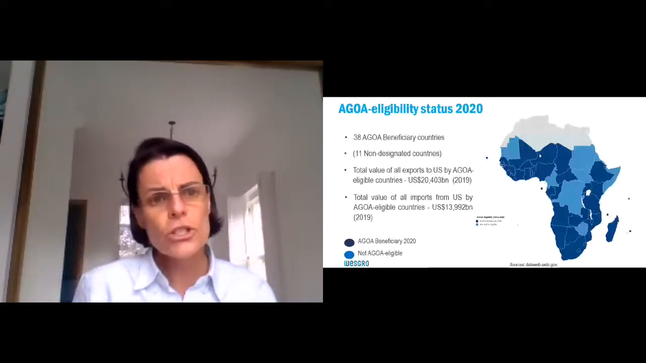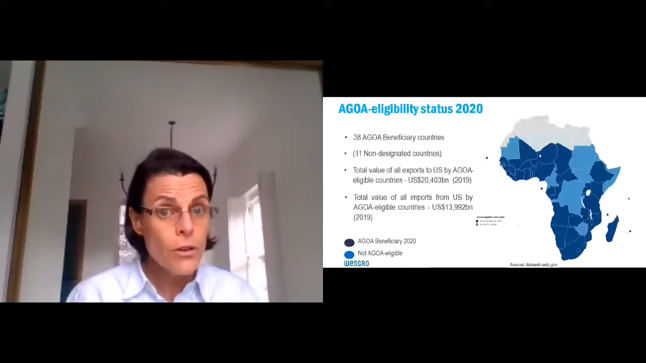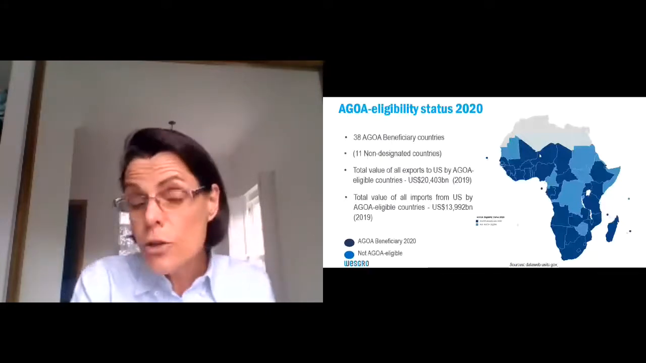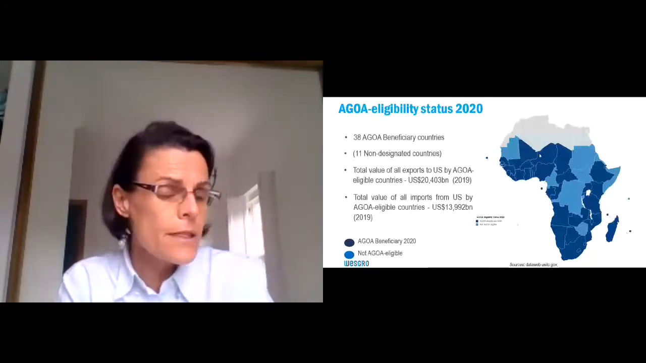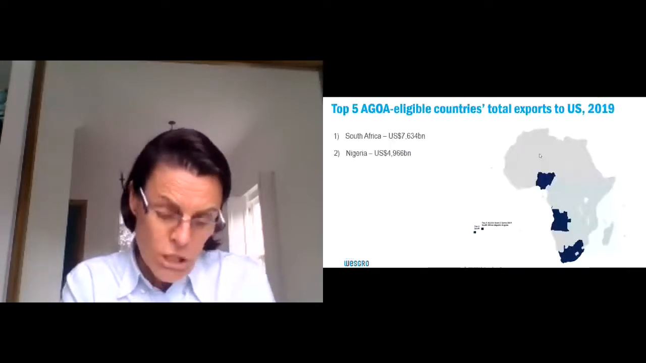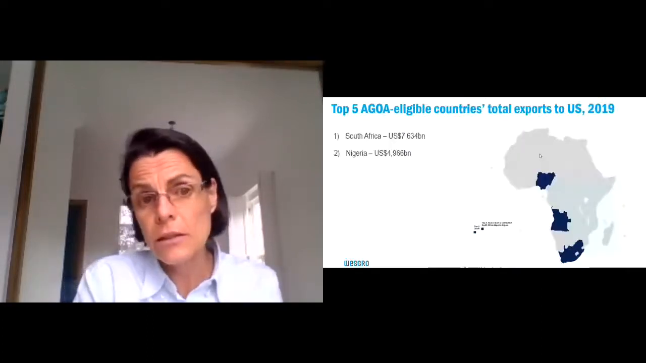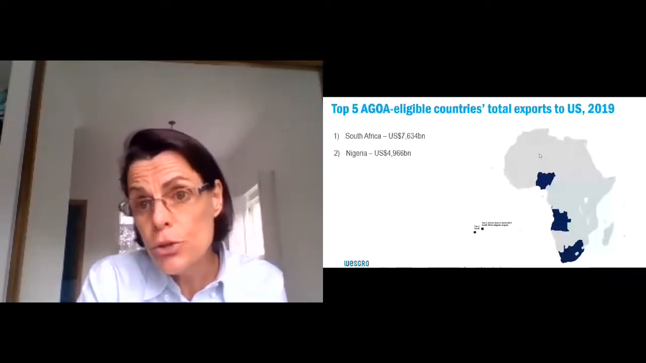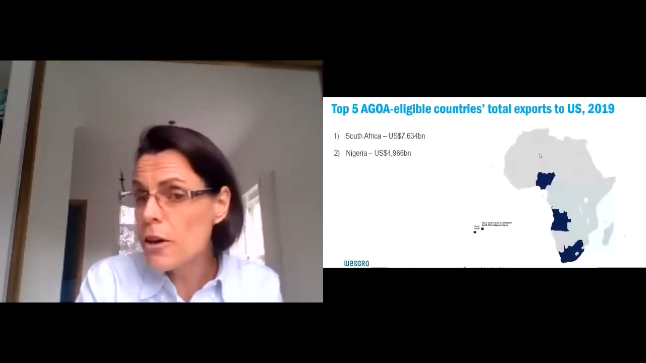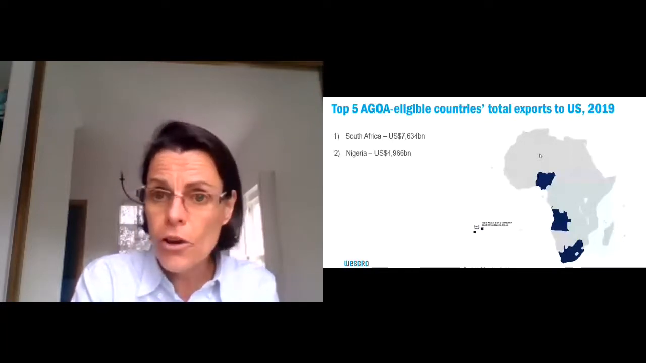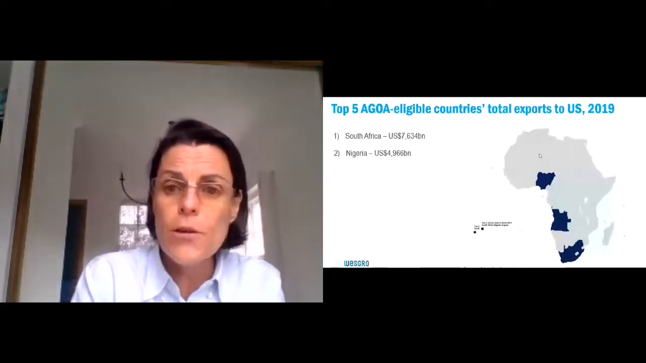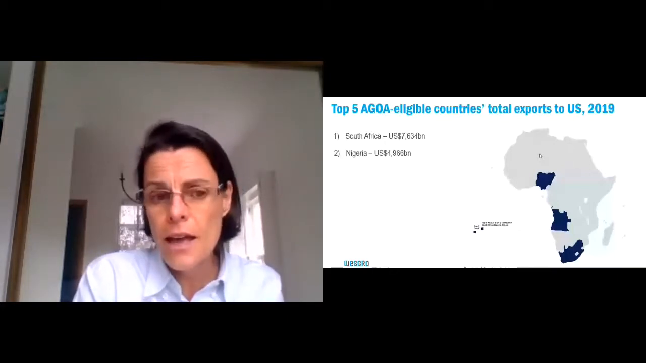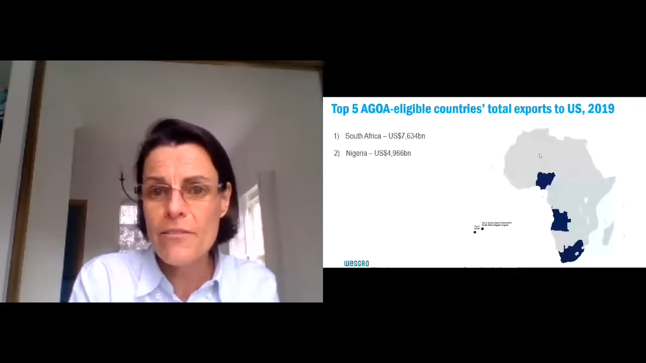On to the next slide, which talks about the top 5 Agoa eligible countries' total exports to the US in dollar value terms. South Africa certainly dominated, exporting close on $7.64 billion worth of products to the US last year. Nigeria followed at close on $5 billion, Angola in 3rd place at $1.04 billion, Ghana 4th position at $961 odd million, and the Ivory Coast at $925 million.